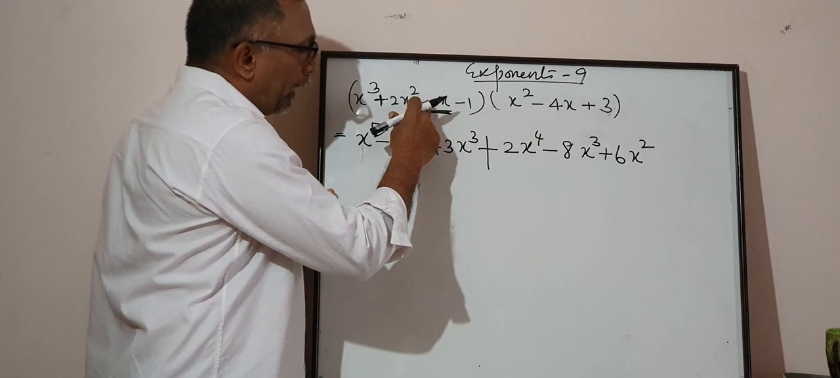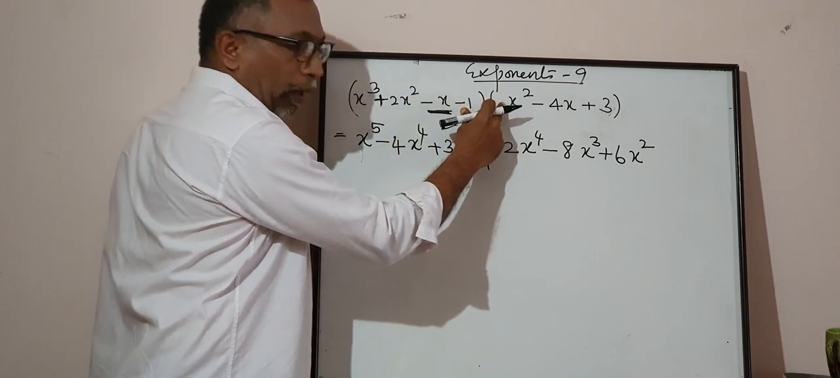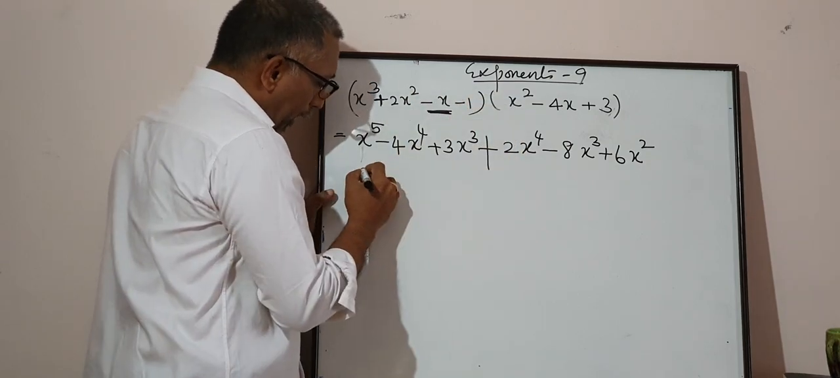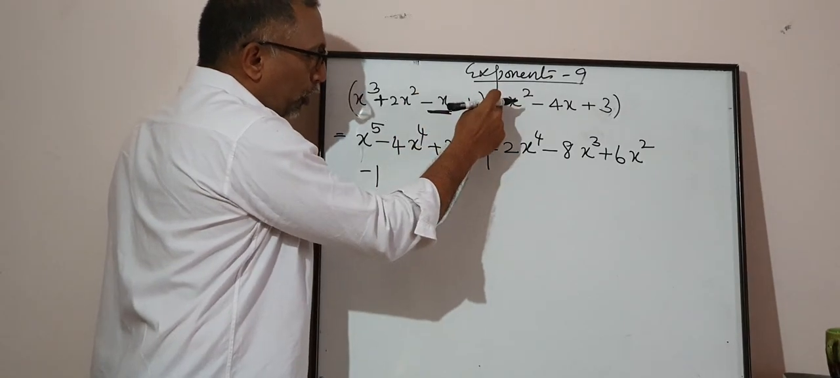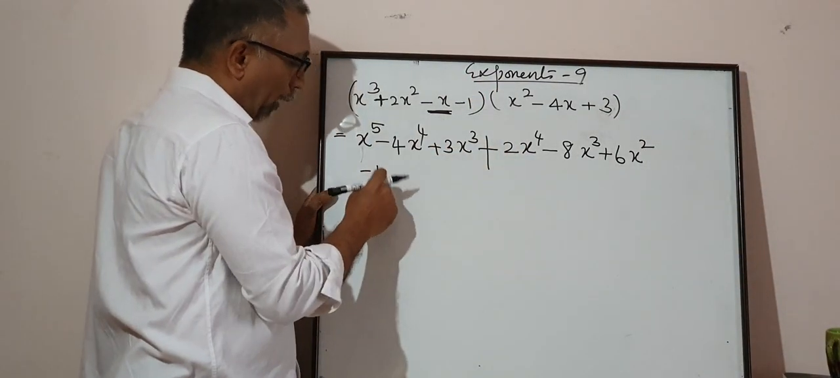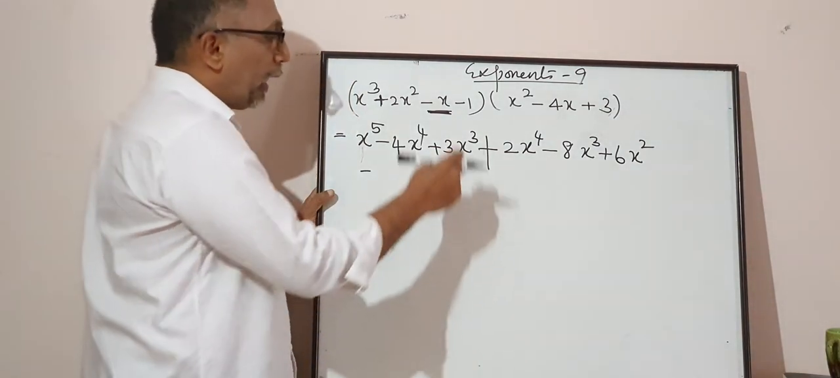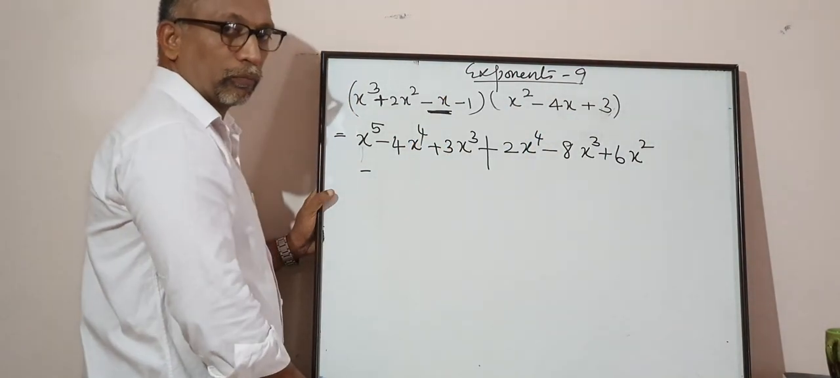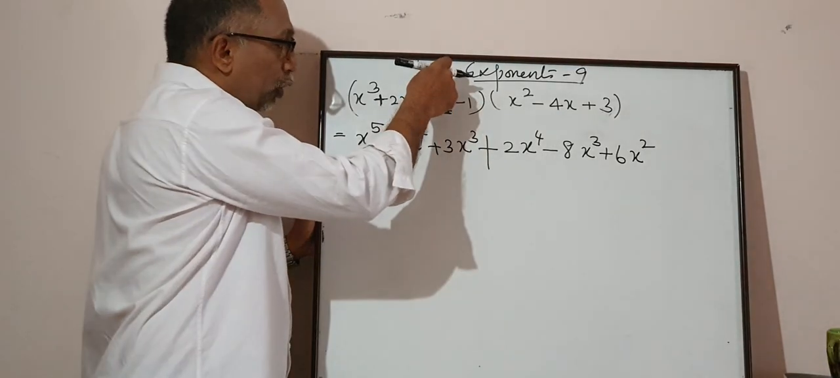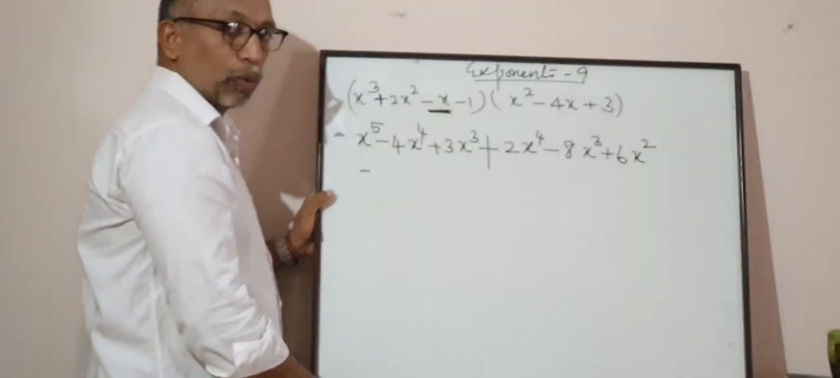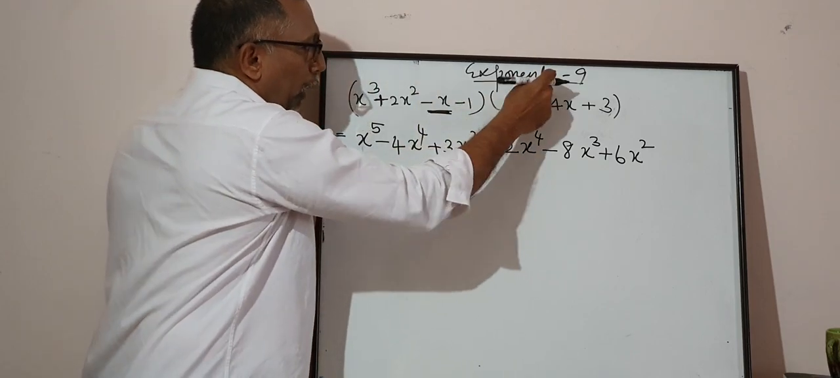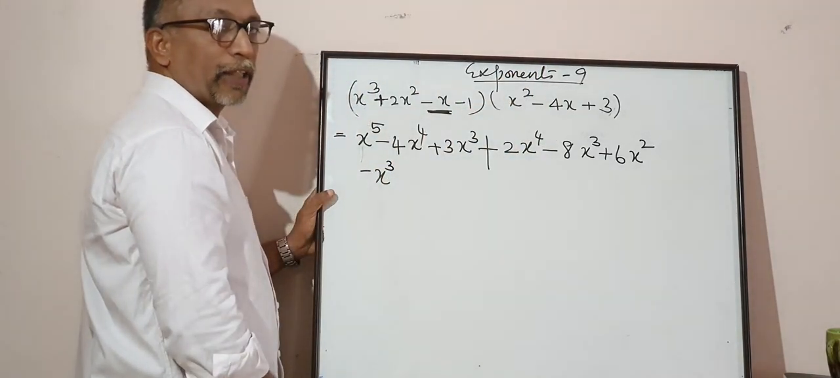So negative 1 and positive 1 is negative 1. Negative and positive multiplied, answer is negative. 1 times 1, 1, so I am not going to write. x times x square means, by using the laws of exponents, x raised to 1 times x raised to 2 is x raised to 1 plus 2, 3. So x raised to 3.